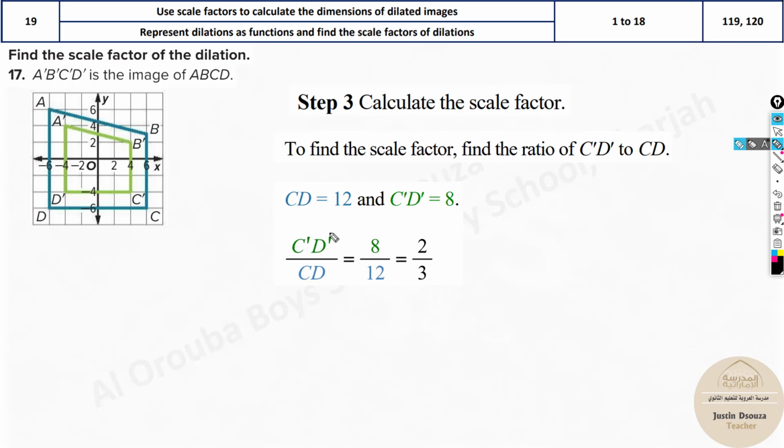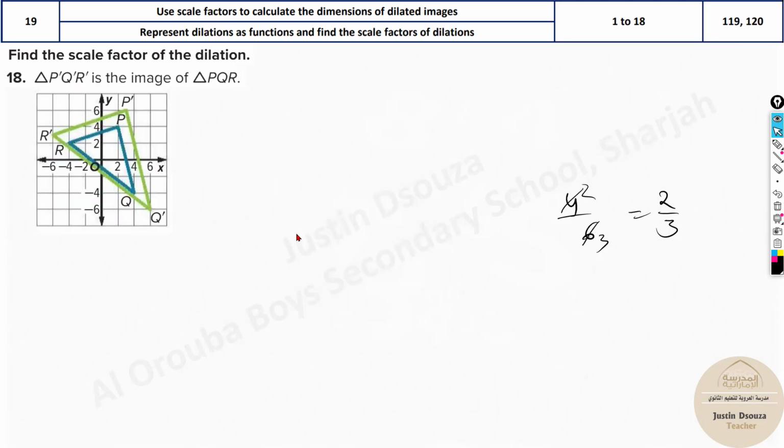Now, here the side taken is different. But even if you take 4 by 6, it would be 2 by 3, isn't it? Because 4 is 2 times 2, and 6 is 3 times 2, so it's 2/3. The answer of the scale factor will be the same whichever side you take. Even if you use this side, the slanting side, or any side, it will be the same thing.